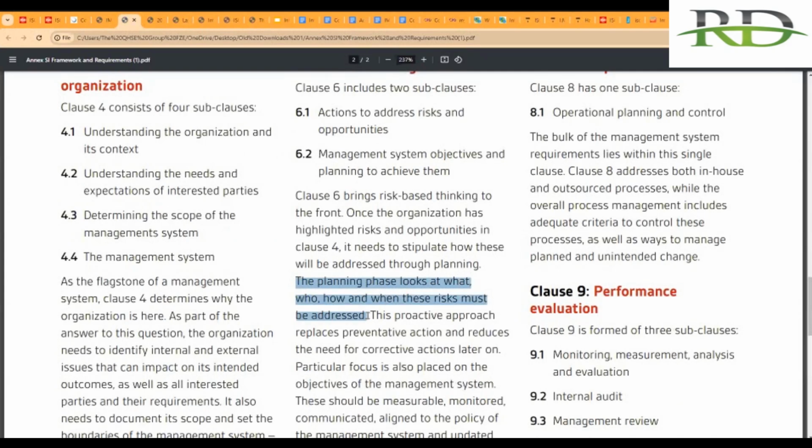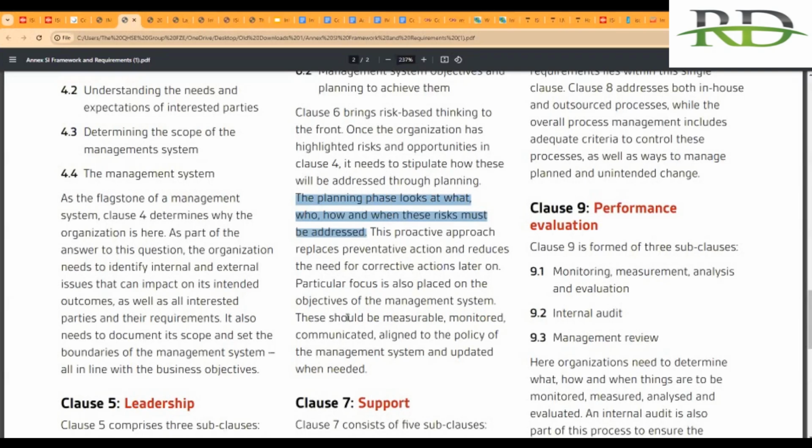Basically, who is going to do what? Particular focus should be placed on objectives and so on. So you're going to basically take all these statements. This was supposed to be the plan. Objectives should be measurable, monitored, aligned, etc. But the main thing that is lacking here is who and how these risks are going to be addressed. You address risks in order to meet objectives. So I'm going to mention that these were the clause requirements.